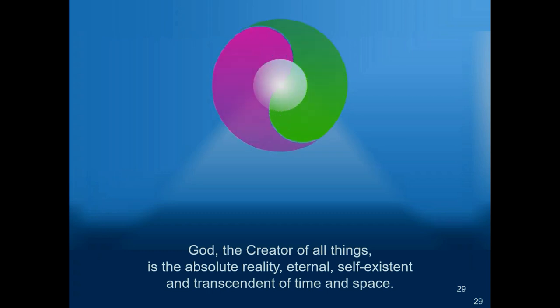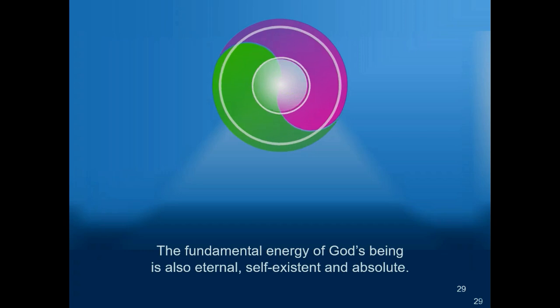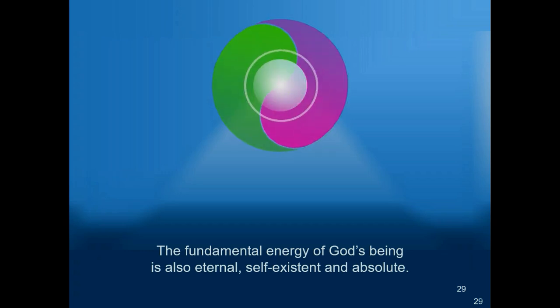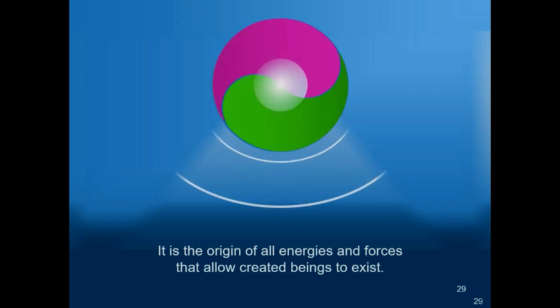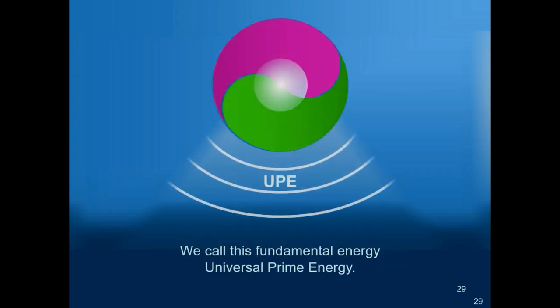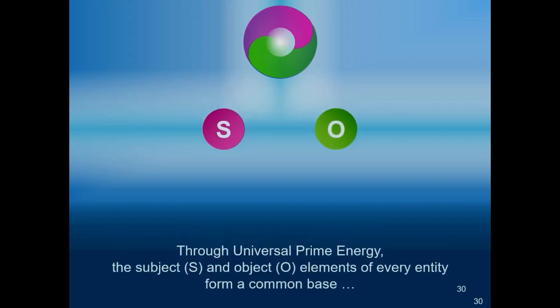God, the creator of all things, is the absolute reality, eternal, self-existent, and transcendent of time and space. The fundamental energy of God's being is also eternal, self-existent, and absolute. It is the origin of all energies and forces that allow created beings to exist. We call this fundamental energy universal prime energy. Through universal prime energy, the subject S and object O, elements of every entity, form a common base.